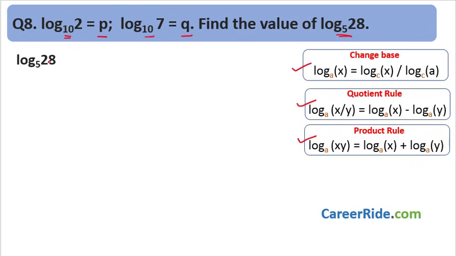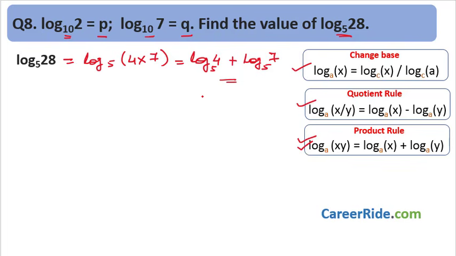So what we are asked is log 28 to the base 5. Now can we write 28 as 4 into 7? Yes, we can, since 4 7s are 28. So this is equal to log 4 to the base 5 plus log 7 to the base 5. We get this from our product rule, which says log of x into y is equal to log x plus log y, provided their bases are the same.